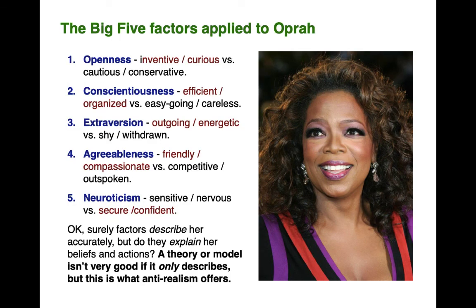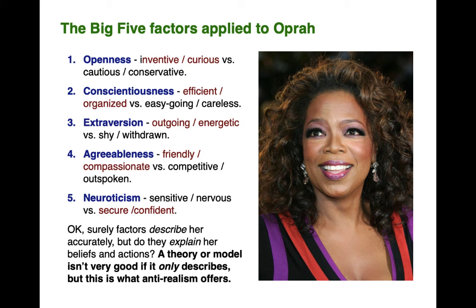Applying the Big 5 factors here to a person with whom most of us are familiar, namely Oprah Winfrey, we can see its usefulness. So on the openness factor, she is more inventive, curious than cautious and conservative. On the conscientiousness factor, she is efficient and organized, hence her great fortune, as opposed to being easygoing and careless. She counts as an extrovert. She is outgoing, energetic, not shy, withdrawn.